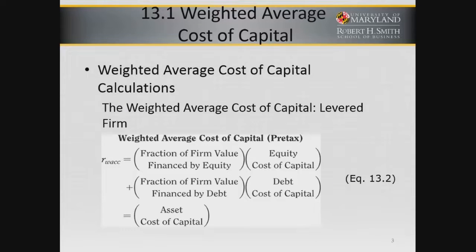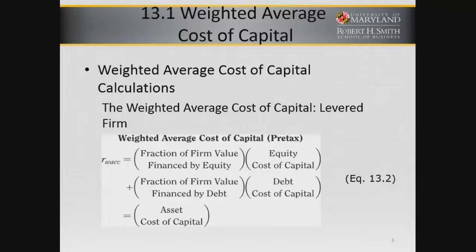Because the return of the portfolio is equal to the weighted average of the returns of the securities in it, this equality implies the following relationship in this equation. The equation shows that we can calculate the cost of capital of the firm's assets by computing the weighted average of the firm's equity and debt costs of capital. Intuitively, the firm's overall cost of capital should be a blend of the cost of the different sources. But what should these weights be?